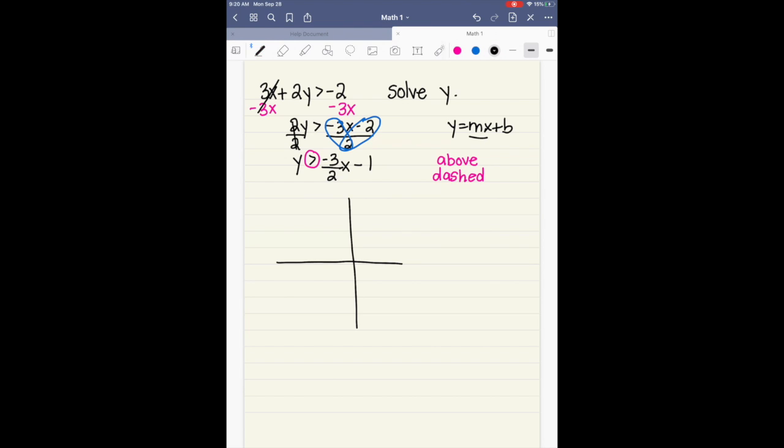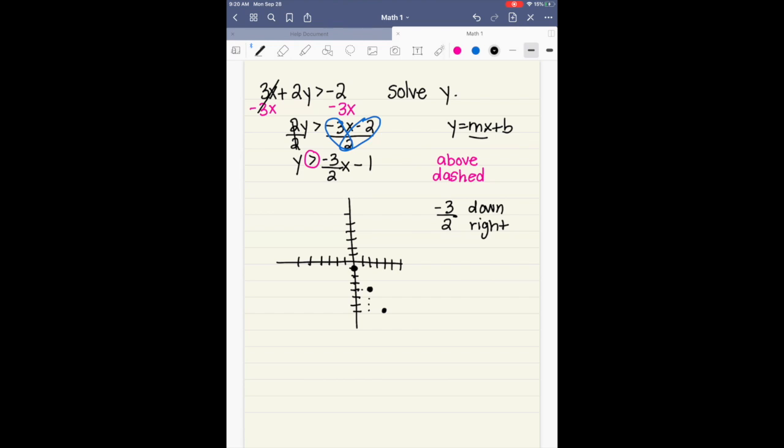Okay, so I'm going to start by plotting my y-intercept, and my y-intercept is going to be at negative 1. Now my slope is negative 3 over 2, so that tells me that I'm going to go down 3 and right 2. So from that point, I'm going to go down 1, 2, 3, right 2, and there's my new point. I could do it again if I wanted to. Down 1, 2, 3, right 2. And there's another point.